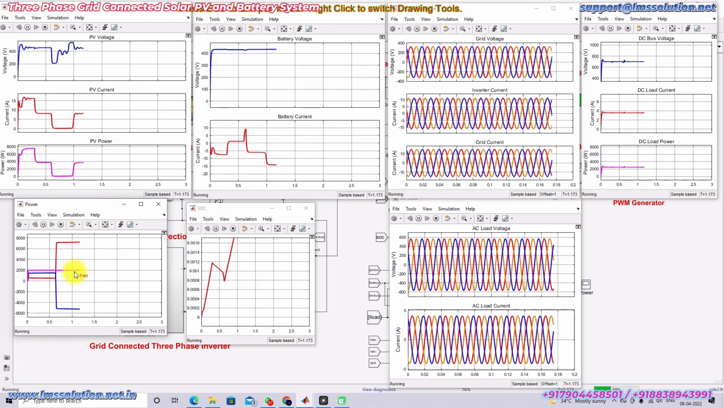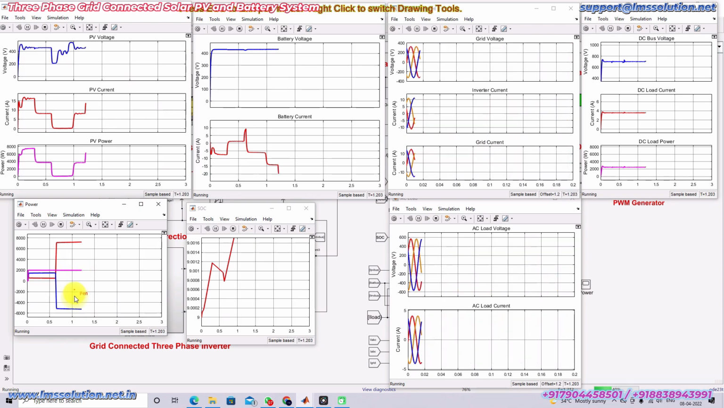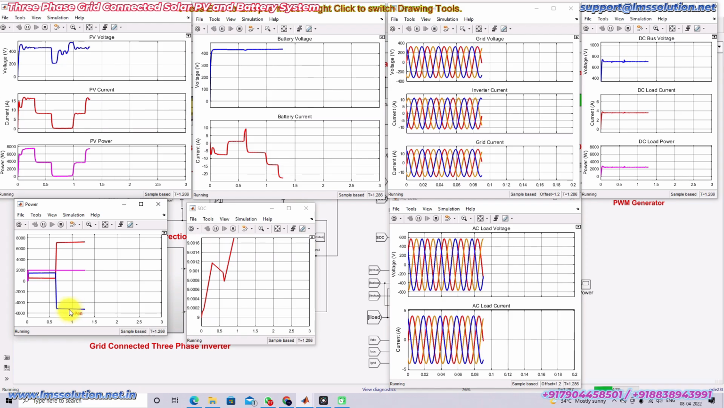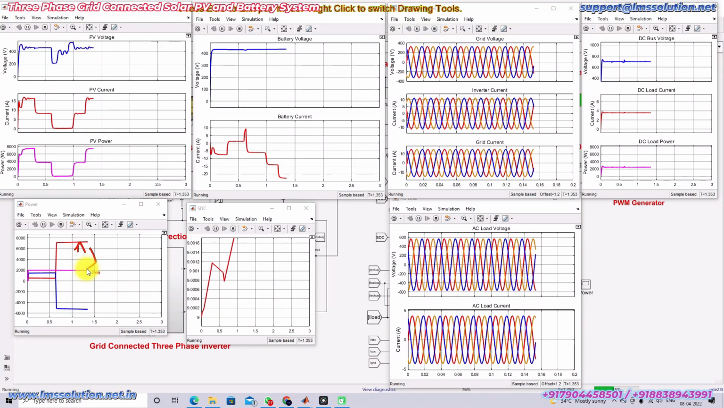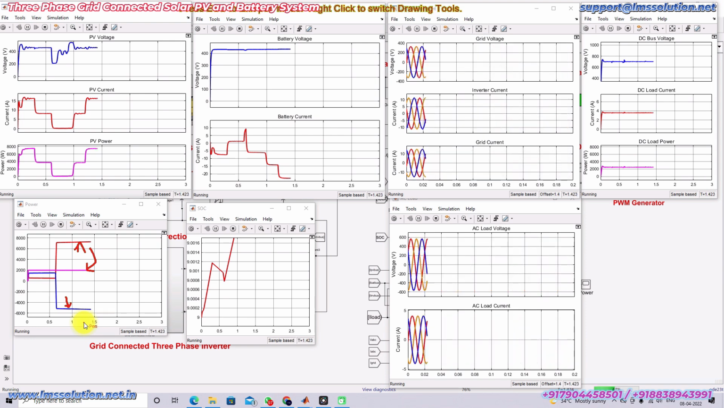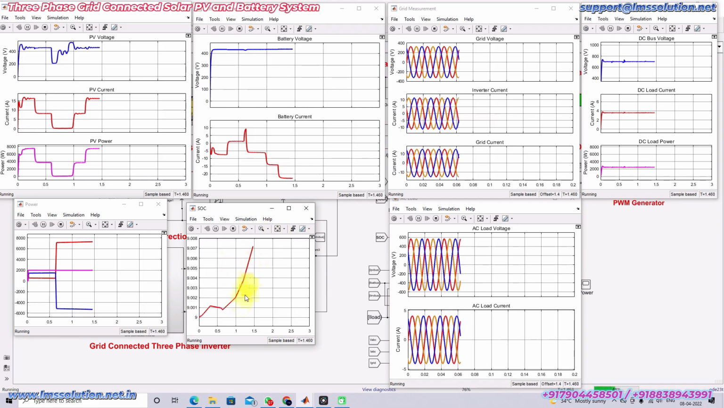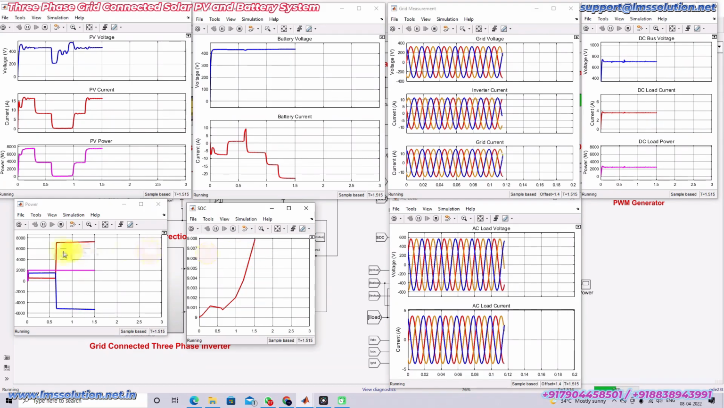Here you can see the load power is 2000. The inverter power is around minus 5000. That means the grid is supplying power to the AC load as well as to the solar PV system. Now we are getting power from the grid to charge the battery, because here the battery is at 9% only, and the PV power is also only around 7500. So the battery has low SOC, and to charge it we are getting power from the grid.